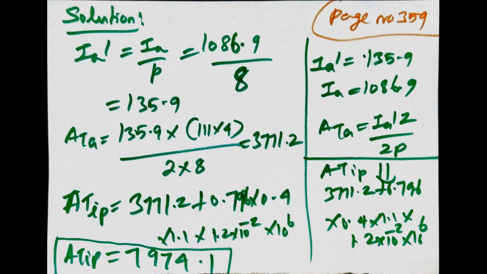AT_IP is equal to 3771.2 plus 0.796 into 0.4 into 1.1 into 1.2 into 10 power minus 2 into 10 power 6. AT_IP value is 7974.1.